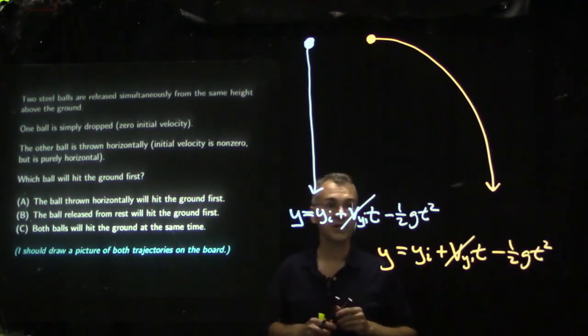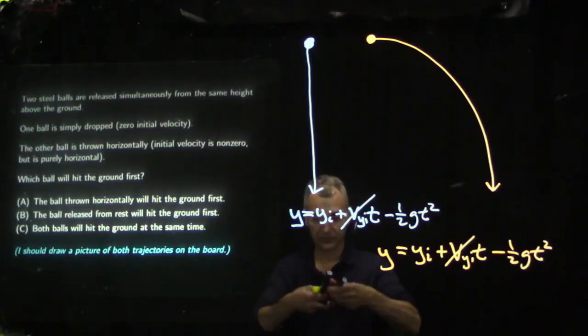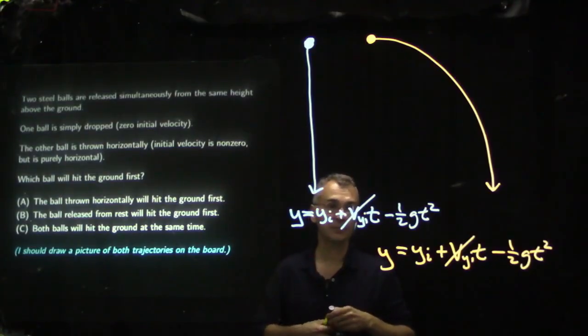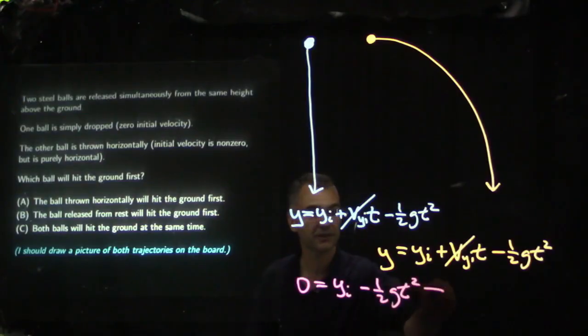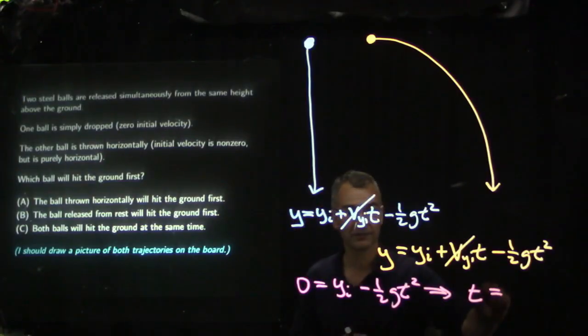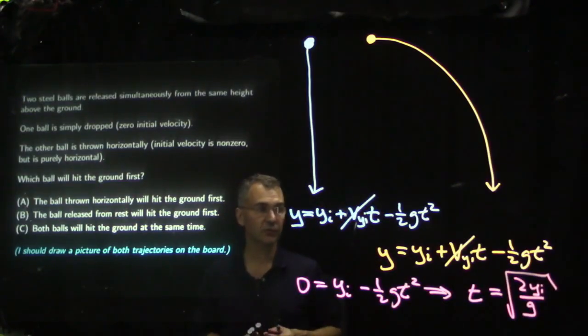So you say, well, what time is it when we reach y equals 0? And it's the same time. 0 equals y initial minus 1/2 gt squared gives us t when it hits the ground. T when it hits the ground is just the square root of 2 times y initial divided by little g.